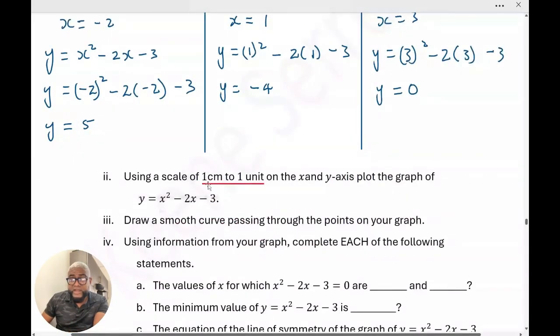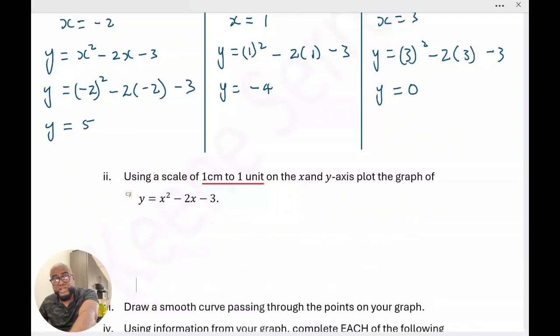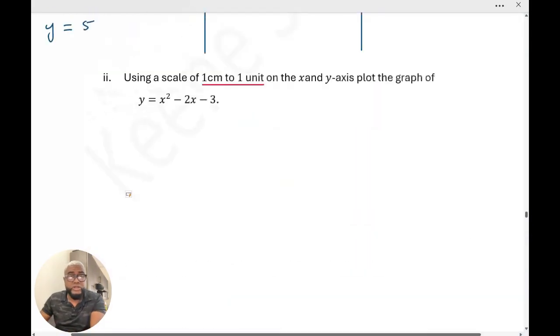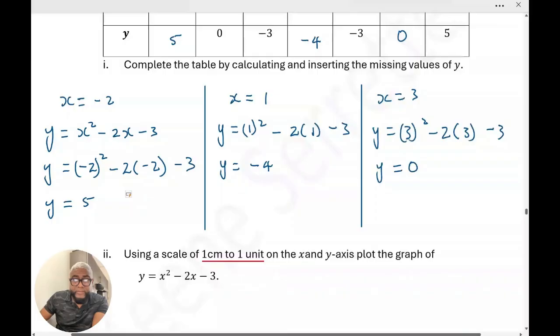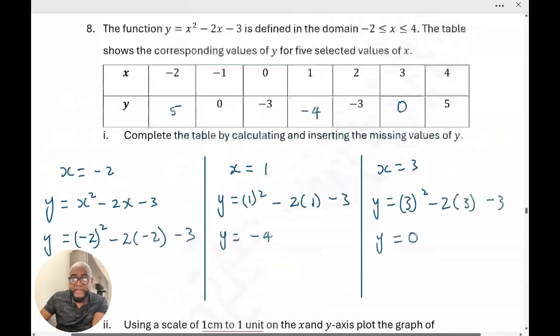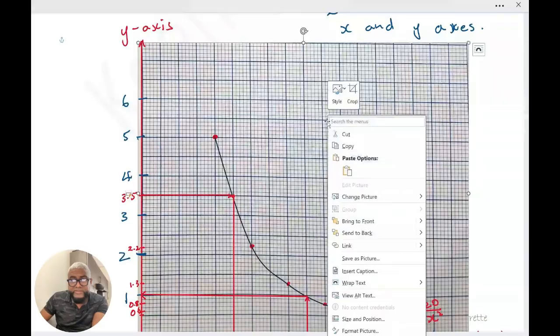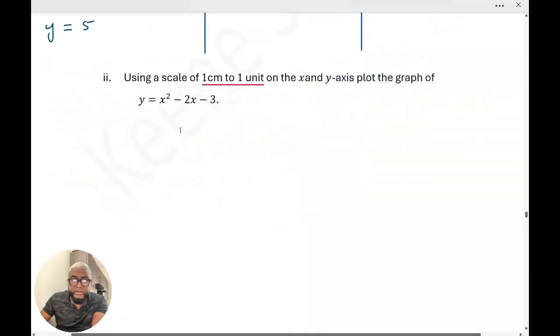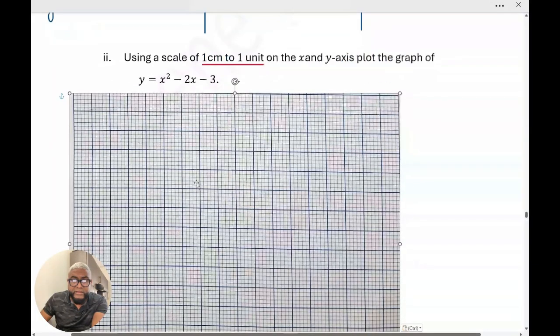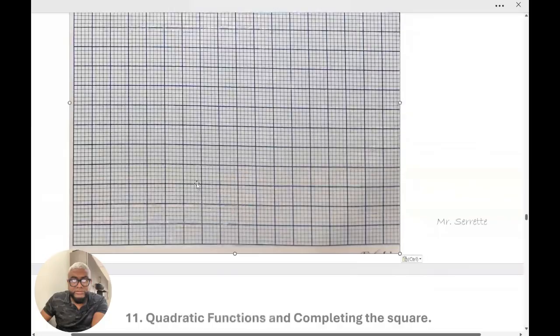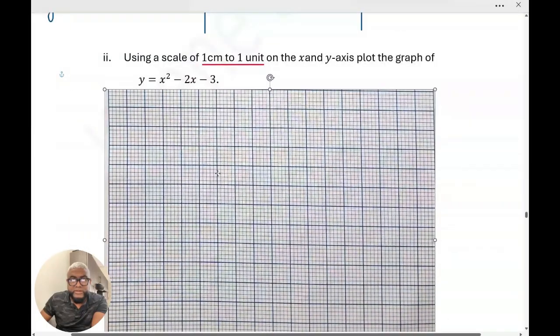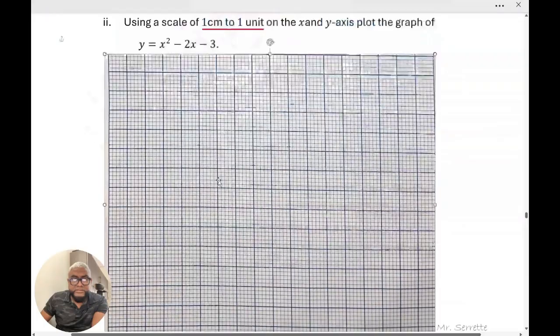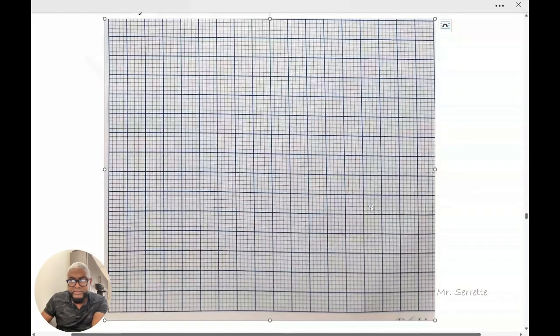Now using a scale of 1 centimeter to represent 1 unit on the x-axis and y-axis, plot the graph for this quadratic, which is y is equal to x squared minus 2x minus 3, right? Now I'm pulling this graph from up here. Let's see if I can just pull the grid alone. All right, now we talk about. We coming right here. So let me put x-axis, y-axis.